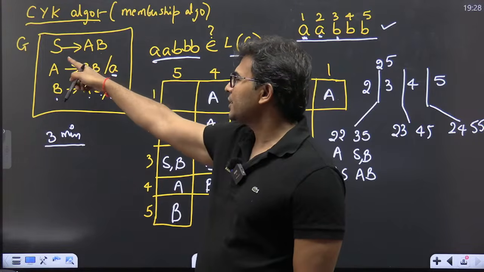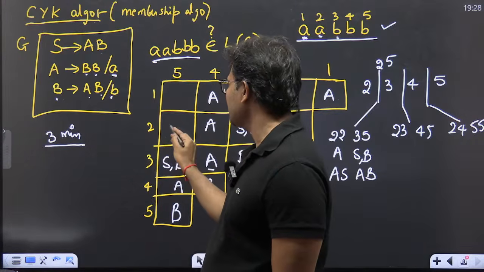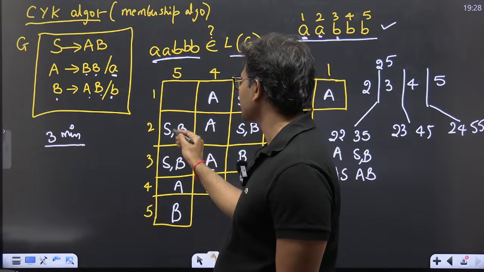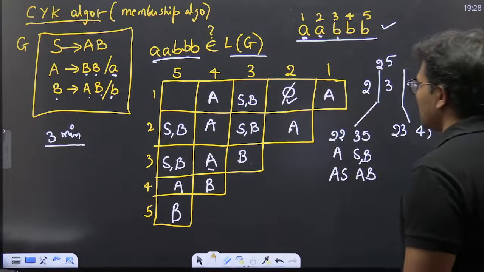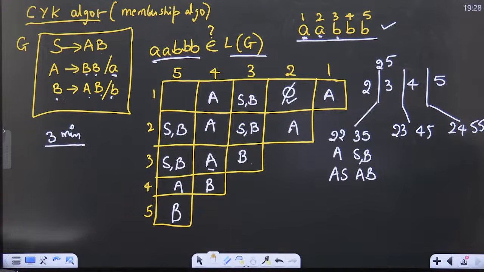So one time S is the left hand side and another time B is the left hand side. So I can write S comma B. You have to do all of them, not just one, right?